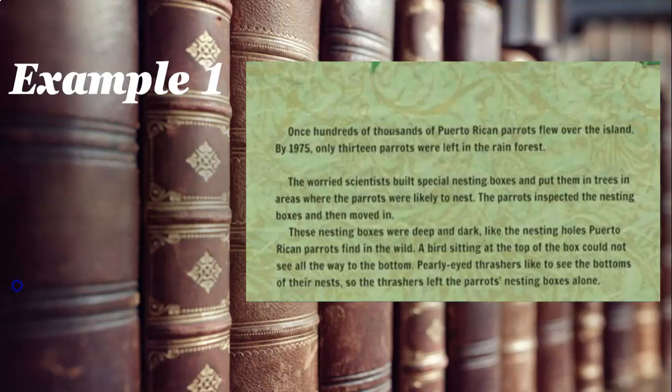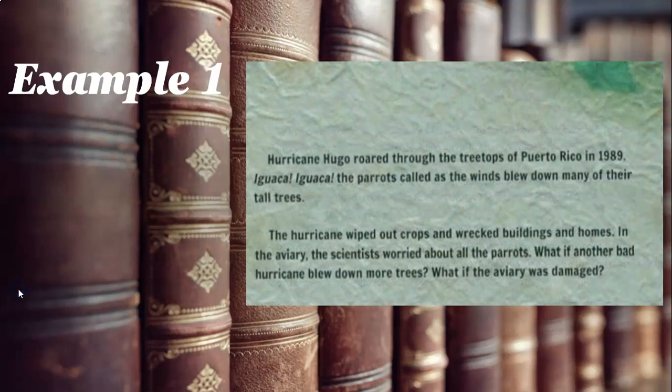Hurricane Hugo roared through the treetops of Puerto Rico in 1989. Iguaca, Iguaca, the parrots called as the winds blew down many of their tall trees. The hurricane wiped out crops and wrecked buildings and homes. In the aviary, the scientist worried about all of the parrots. What if another bad hurricane blew down more trees? What if the aviary was damaged?